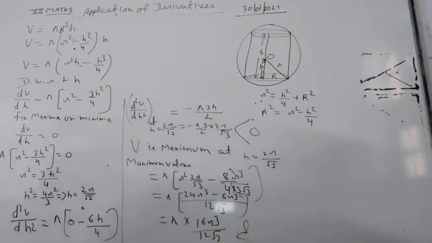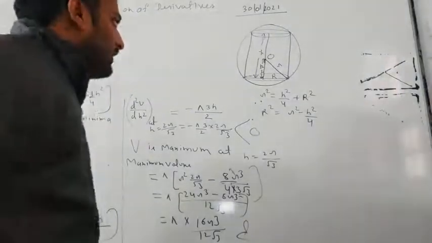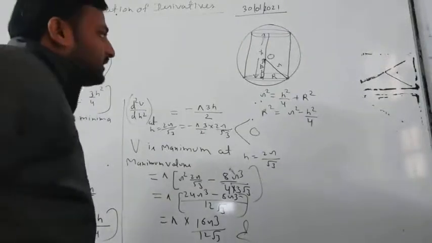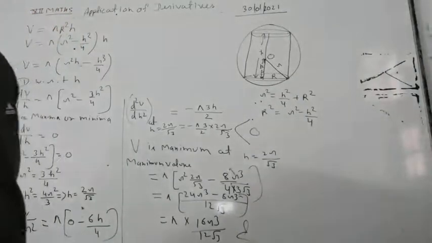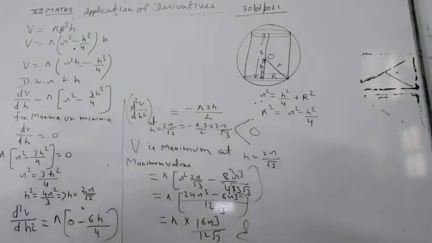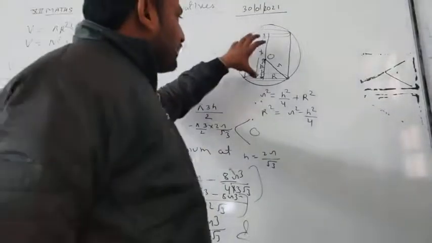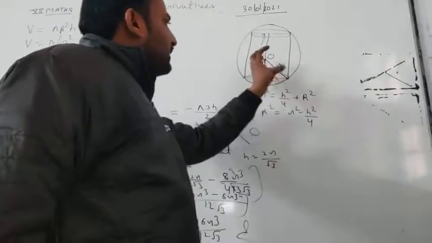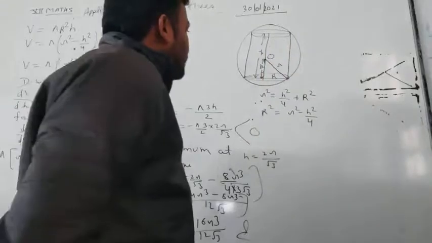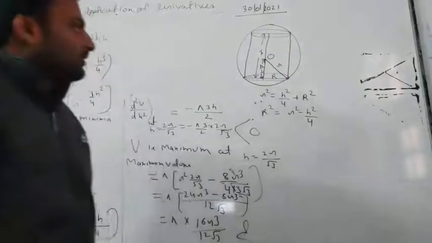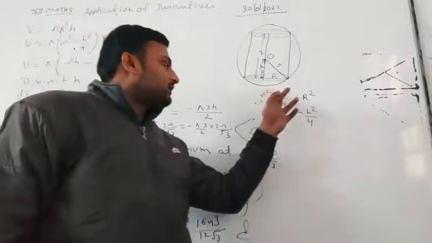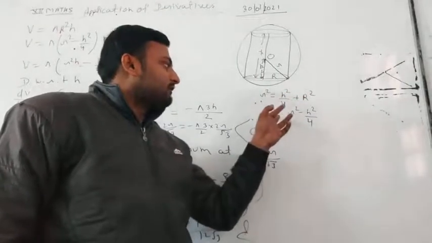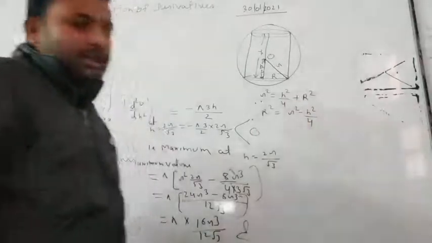What we have been given in this question is a sphere inside which a cylinder is placed, and we have to maximize its volume. So first of all, students, we have a sphere with a cylinder inside it whose radius is capital R, and small r is the radius of the sphere, and the height is h. So from here we can write, students, r square is h square by 4 plus R square, and capital R square will be r square minus h square by 4.